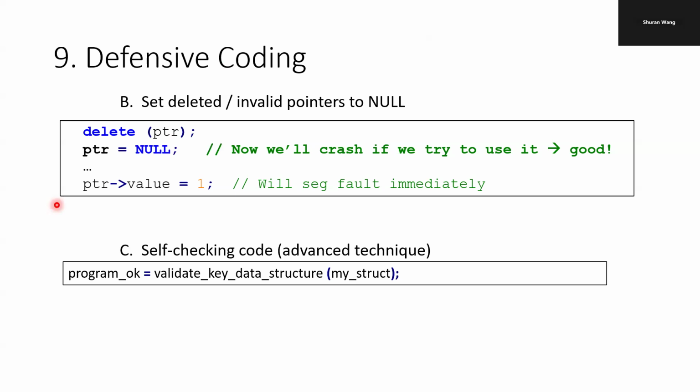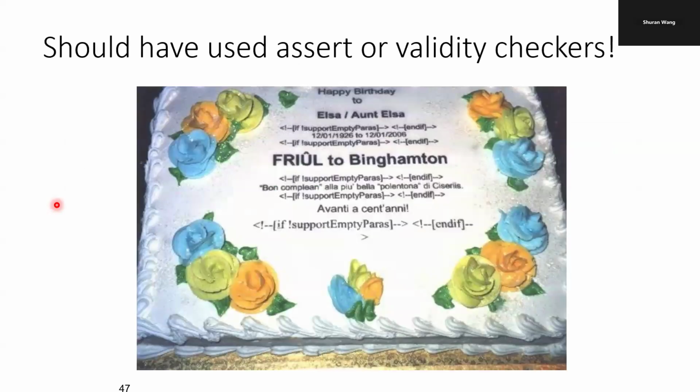Last one is the advanced technique of self-checking code. We want to write validation as you go. And this is an advanced technique, and we don't expect you to do it. If we do not use assertions or validity checkers and let the program fly on, you'll probably see something like this. We don't want the error to propagate all the way to output. All right.